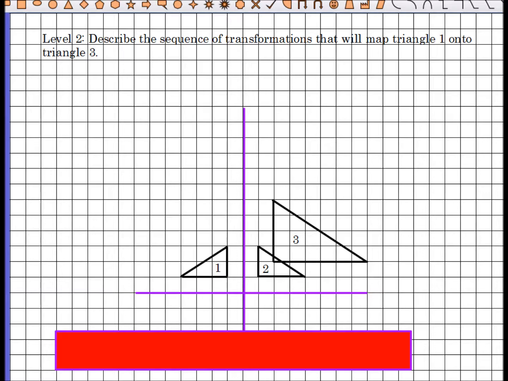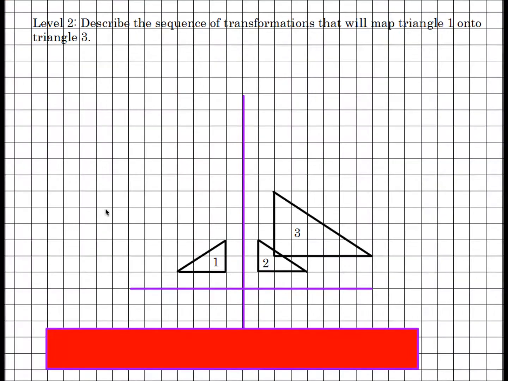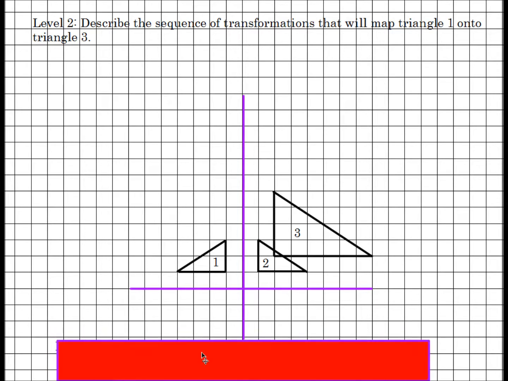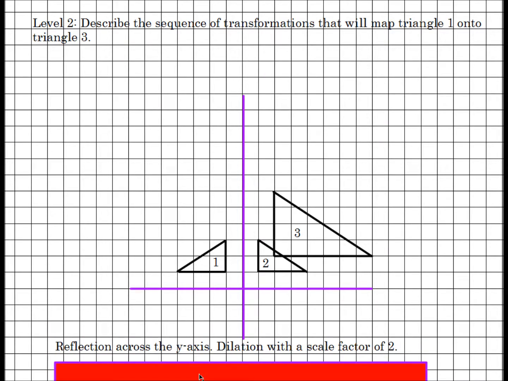Alright, now it's time for the big reveal. You have looked at the second problem on level 2 and you think you are ready to check your work. Here it is. A reflection across the y-axis, and then a dilation with the scale factor of 2. You are ready to move to level 3.